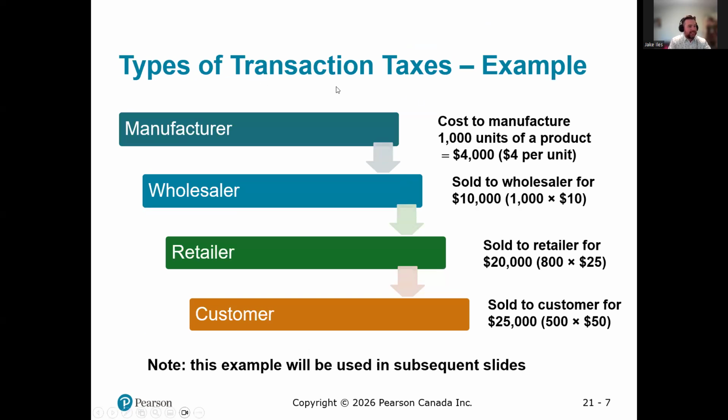So, types of transaction taxes. In this example, let's say we have a customer buying something from a retailer. That retailer must have bought that product from a wholesaler, who would have bought it from a manufacturer. So this product is making its way through these steps. The cost of the manufacture of a product is $4 per unit. The wholesaler buys each of those units at $10. That wholesaler sells 800 of those units for $25 to a retailer, who sells it for $50 to a customer.